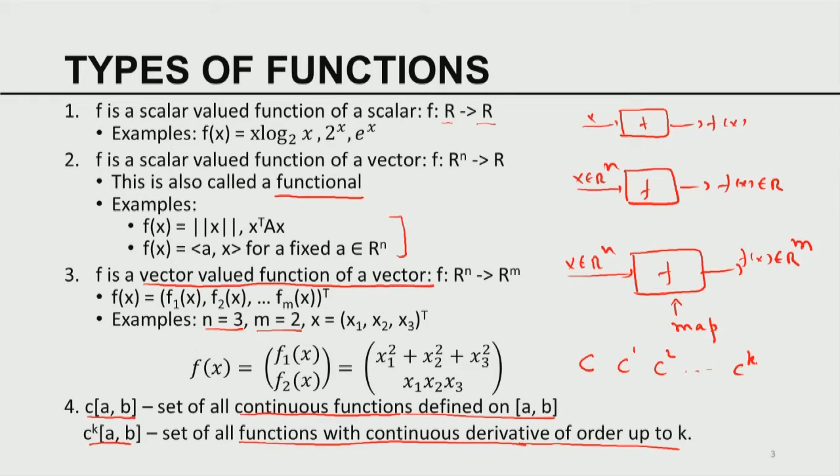Continuous functions form a larger set. Continuous and differentiable functions form a smaller set. Functions which are twice differentiable form a smaller set still. So you can think of a relation, these are nested sets. C1 is a subset of C, C2 is a subset of C1, which is a subset of C. I am putting greater conditions on the behavior of the function. So functions come in various shapes and forms: continuous functions, differentiable functions, the set of all continuous functions, the set of all differentiable functions of order up to k, where k is an integer.